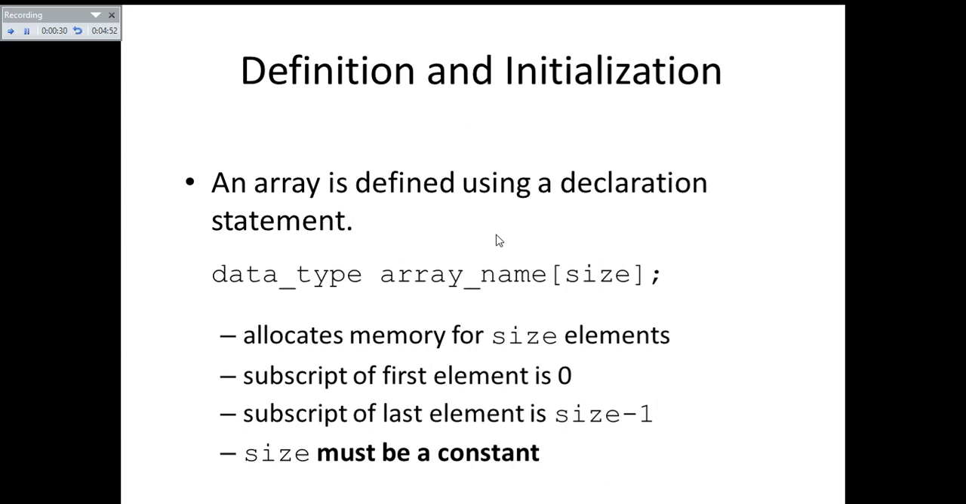So as many elements as you require, that much size you have to specify inside these square brackets just after your array name. And the subscript of the first element is 0, as already told. The subscript of the last element is size minus 1. Size must be a constant; size cannot be anything else. Size must be a constant in the C programming notation. So in C programming, if you want to implement the arrays concept, you must specify the size, and this size must be a constant.